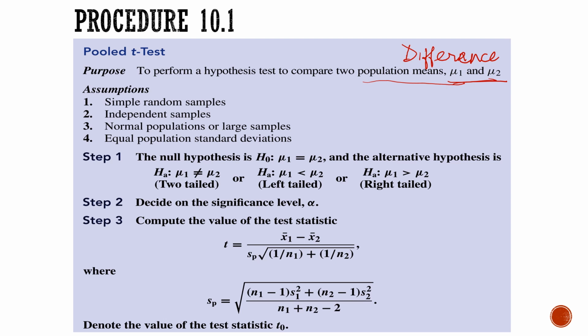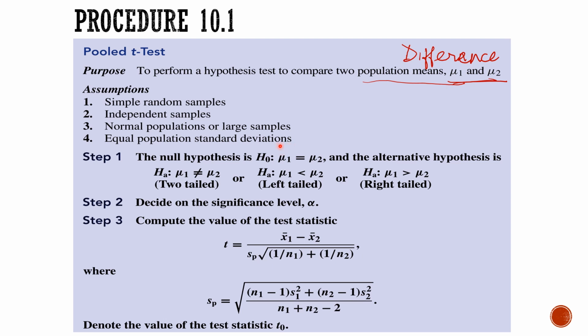All right, assumptions: it has to be a simple random sample, and that holds true for any study that we perform. Independent samples. They have to be from a normal population, so the distribution has to be normal, or if it's a large sample, that means a sample size greater than 30, that ensures that the distribution is going to be pretty much normal. And number 4, equal population standard deviations.